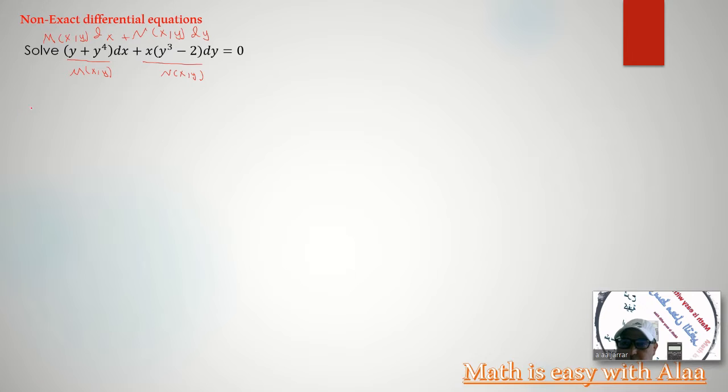Now let us find the partial M with respect to y. It will be 1 + 4y^3. Now partial N with respect to x, it will be y^3 - 2, because the y^3 - 2 will be constant, multiplied by x. We see here that partial M with respect to y is not equal to partial N with respect to x. So it's not exact. So we will go to an integrating factor.